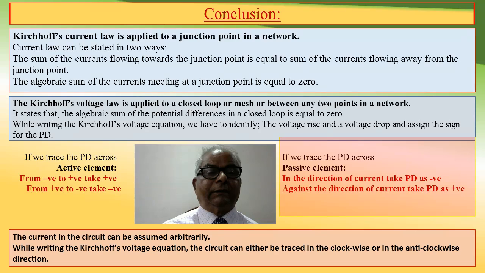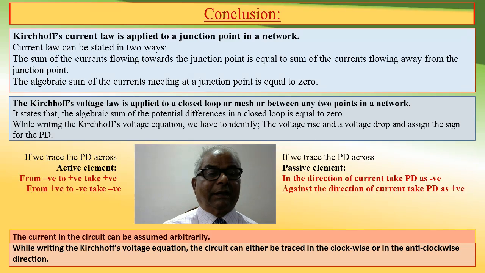In case of the passive element, if we trace the PD in the direction of current, the PD is taken as negative, and if we trace the PD against the direction of current, the PD is taken as positive. So keeping these assignments for the currents and for the potential differences, you can write the Kirchhoff's voltage equation very easily.